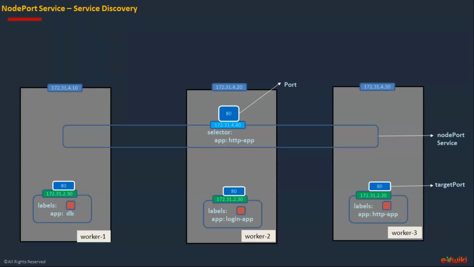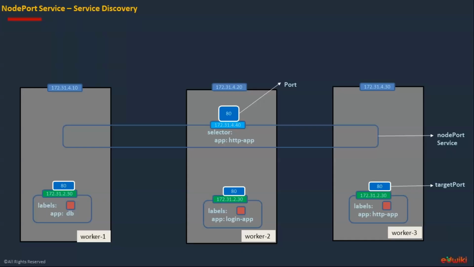right? So how is the service deciding which pod the traffic should go to? The label. So the service is going to search for the pod having the same label, right? Then the service is going to deliver the traffic to that particular pod only.